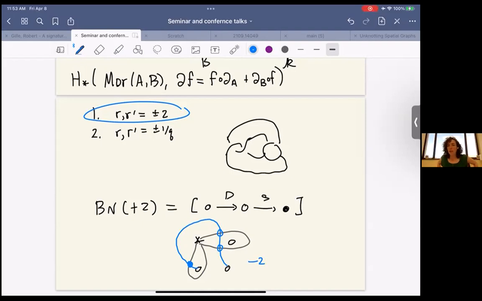I have a lot more to say, including some words about what we say about the cosmetic crossing conjecture, but I'm aware also that I'm running out of time. So I think I'll probably stop at that point.